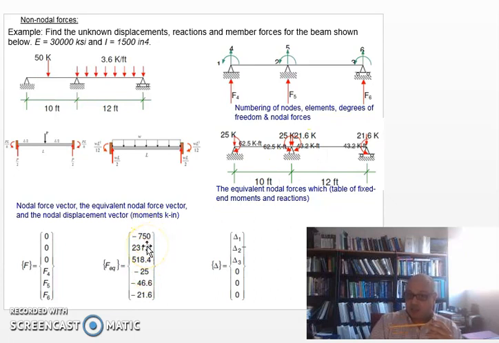Fantastic. These are the forces. And then the displacements that we're having: D1, which is rotation, 3 thetas, 1 at 1, 2, and 3 degrees of freedom, unknown.